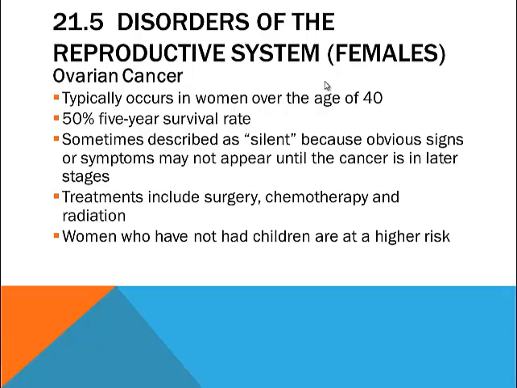Ovarian cancer typically occurs in women over the age of 40. It makes up 4% of all the cancers in the United States. Ovarian cancer only has a 50% 5-year survival rate.